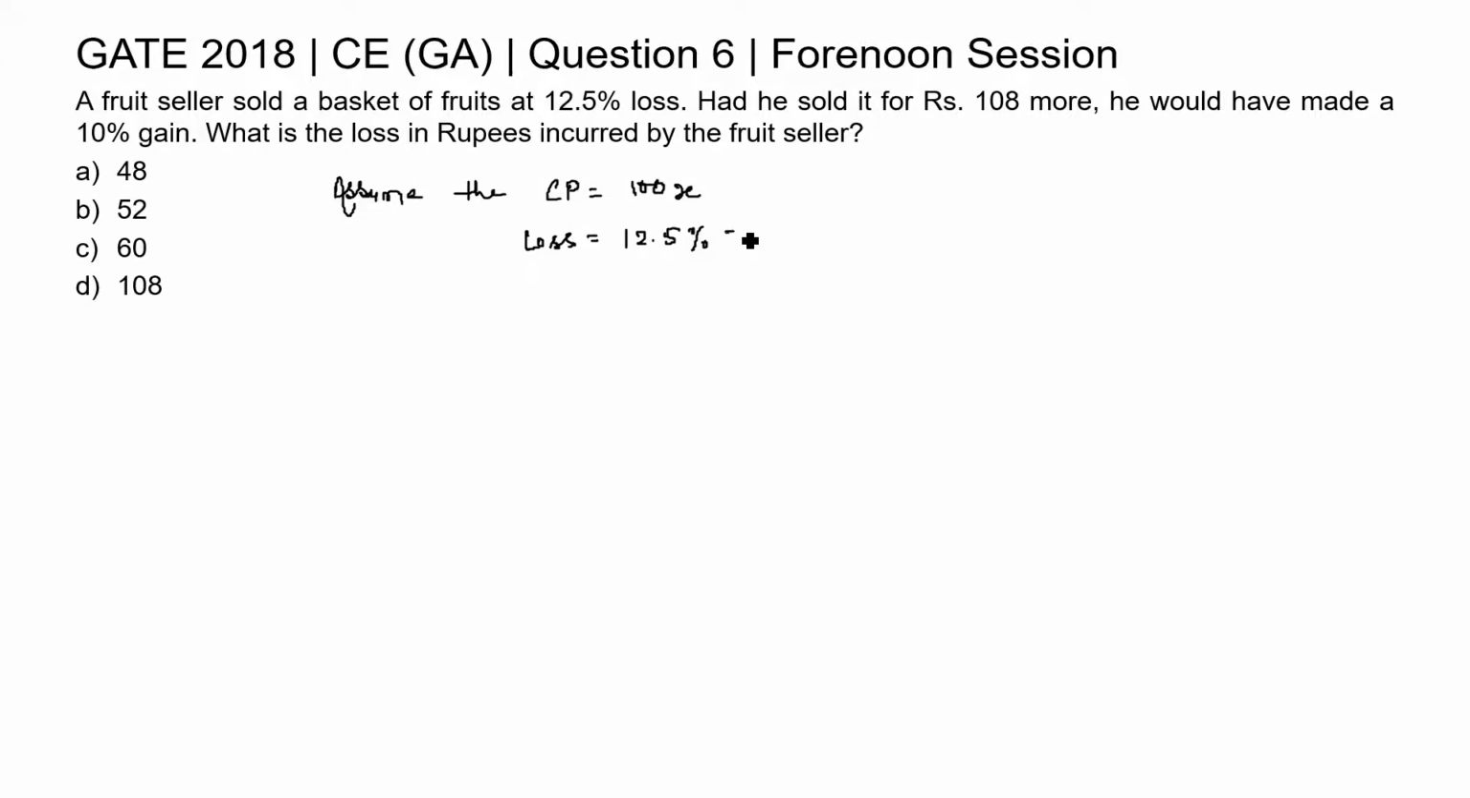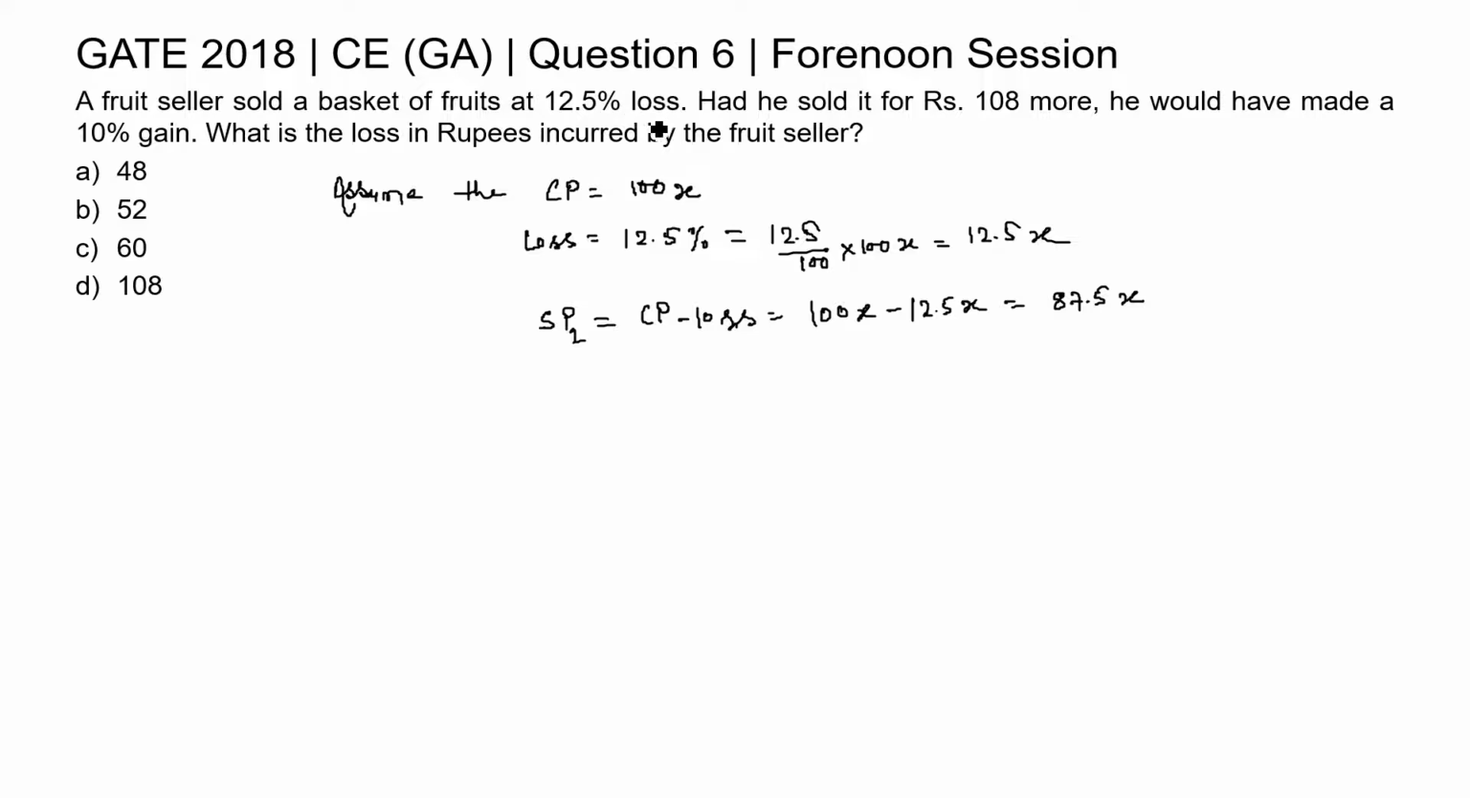So now if we find the loss, 12.5% of cost price, which is 100x. So here this 100 and 100 cancelled out, we will get 12.5x. So what will be the selling price? So selling price can be found as CP minus loss, cost price minus loss. So cost price is 100x and loss is 12.5x. So it will be 87.5x.